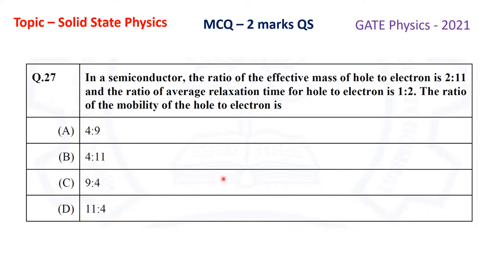So in order to solve this problem, we have to directly use the expression for mobility derived from the Drude theory of electron gas model. Now we know in a semiconductor there are two types of charge carriers. One is holes and the other is electrons. Holes are responsible for the conduction or transport in the valence band and electrons are responsible for the conduction or transport in the conduction band.